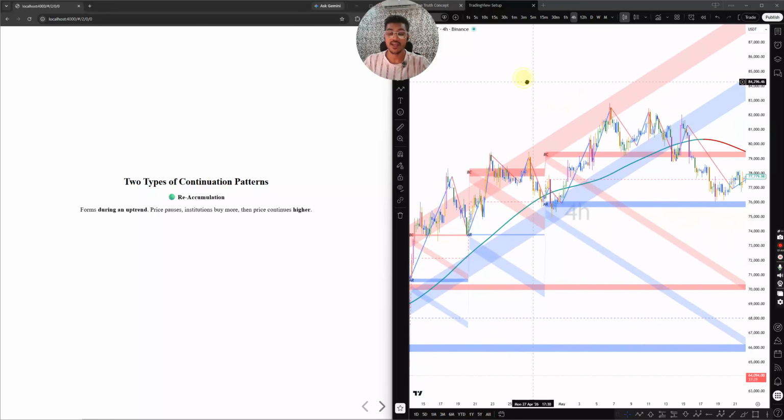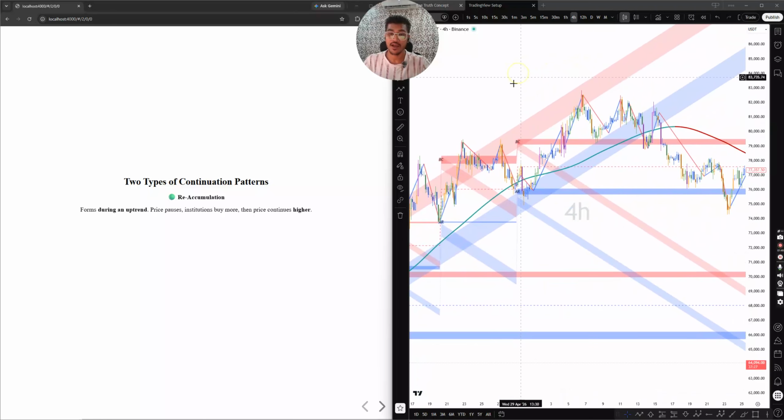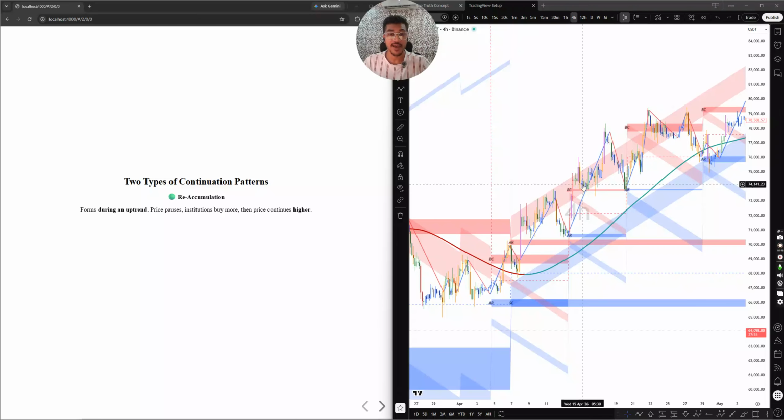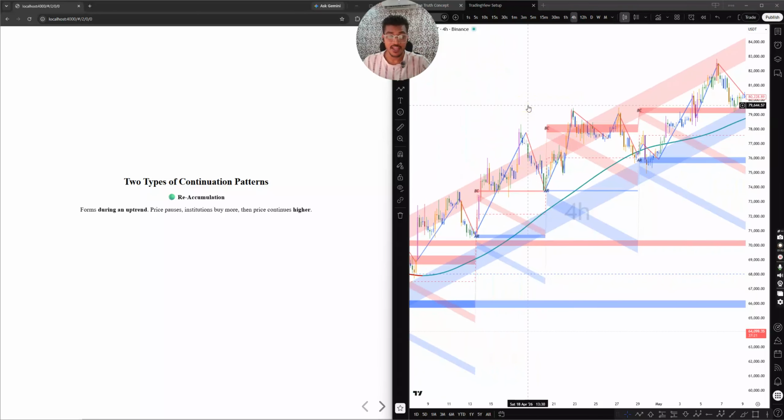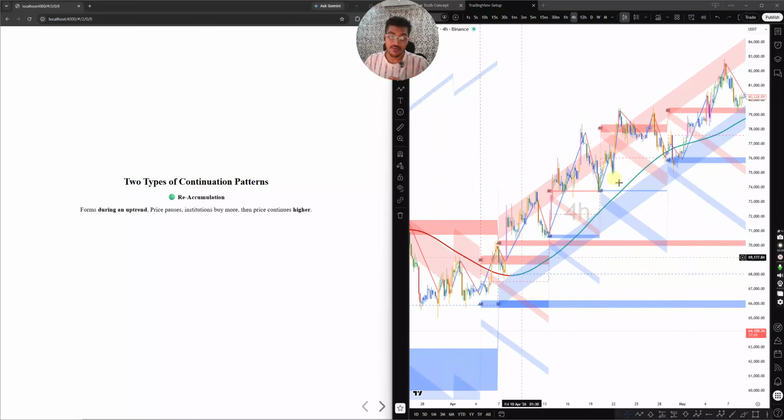So you can see that even though you would categorize them as a potential distribution, it is actually a reaccumulation pattern. Because if you remember, like I told you guys, when the price makes higher lows, it's basically an uptrend, and this markup phase or markup price cycle is telling you that the price is making higher lows.